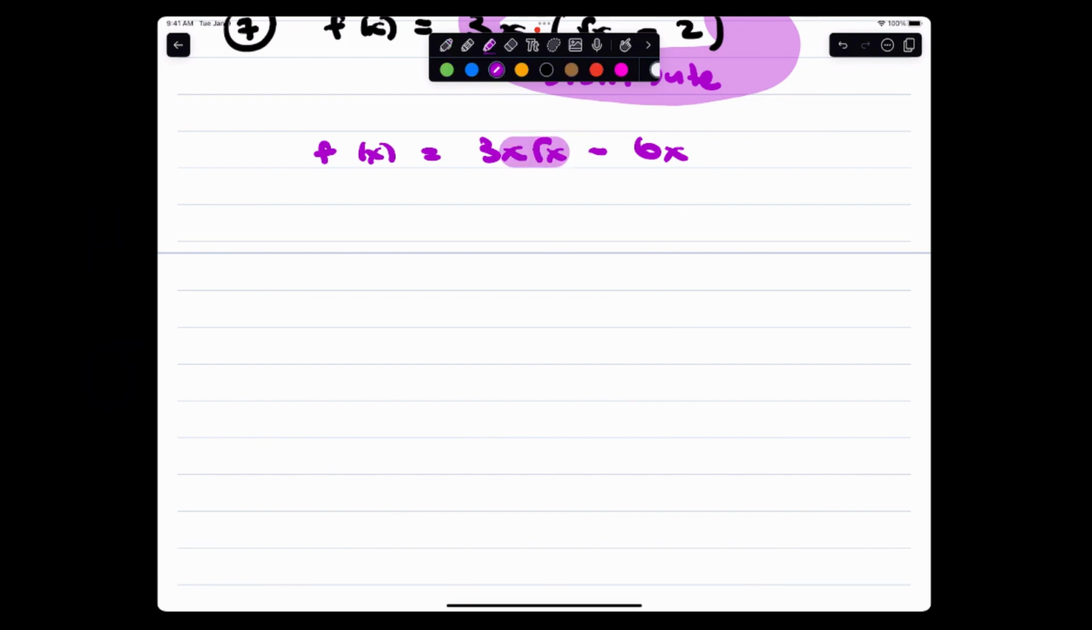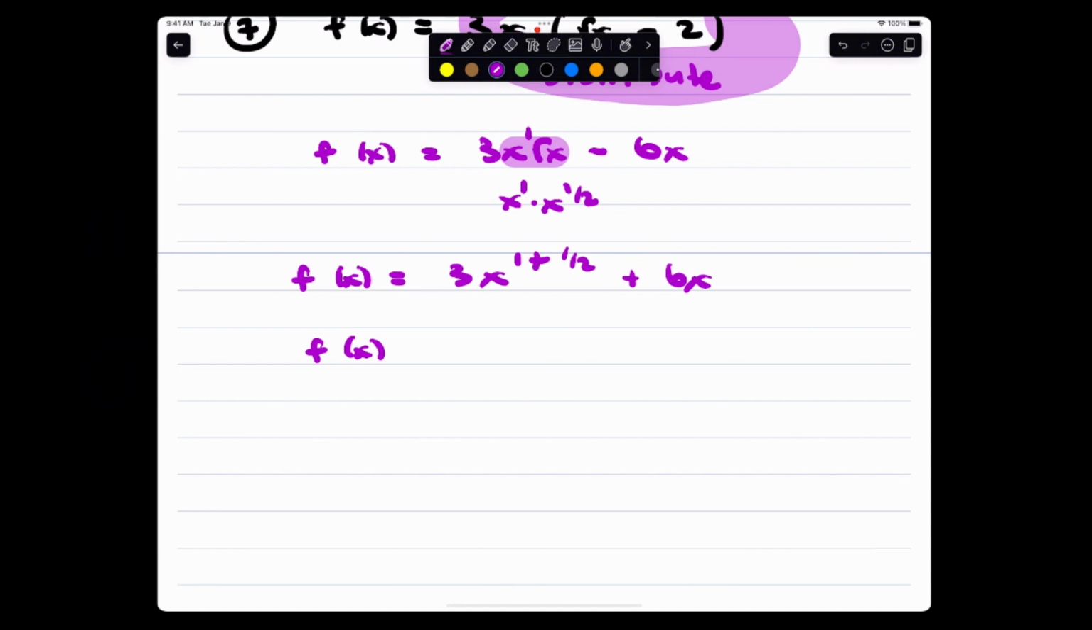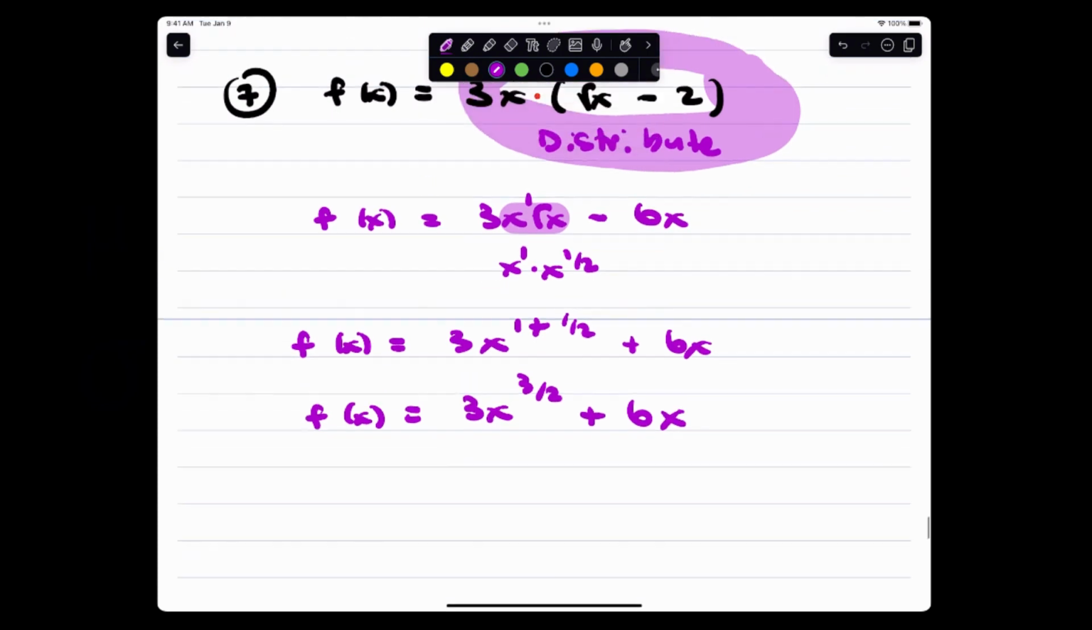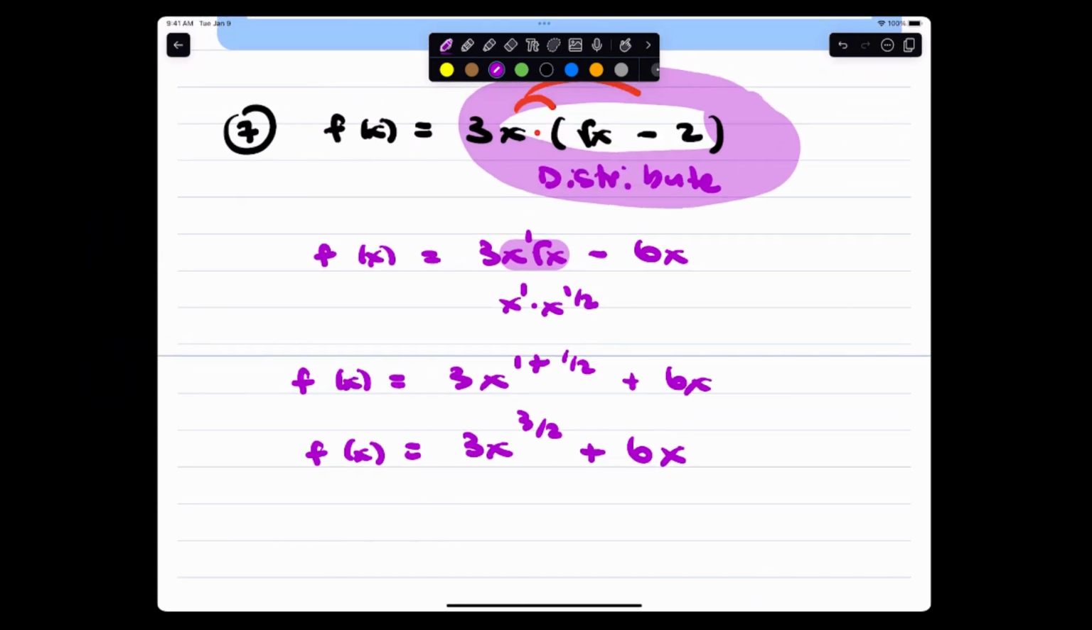What's that going to give you? Do you guys know? x to the first, x to the 1/2. That gives you what? 3x to the 1 plus 1/2. Is that right? Isn't that 3/2 then? So I'm just doing the algebra I need to do before I take my antiderivatives.